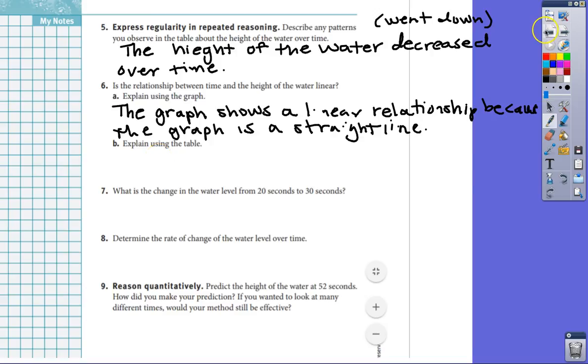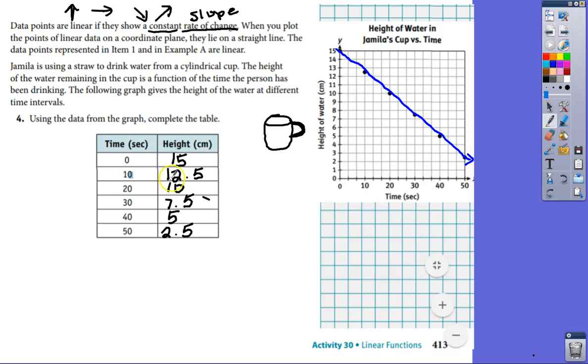Alright, now I want us to explain using the table. In order to have a straight line, we have to have a constant rate of change. So we're going to take 2 points. So this is going to be our horizontal change, and that equals 10. We're going to take the other 2 points. That's going to be our vertical change, and we know it's going down because it went from 10 to 7.5, so it's going to be negative. 10 minus 7.5 is going to be negative 2.5.